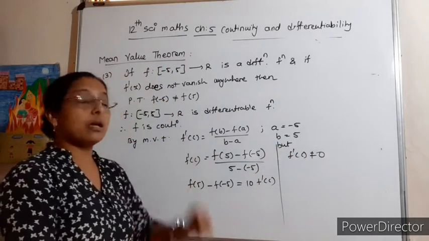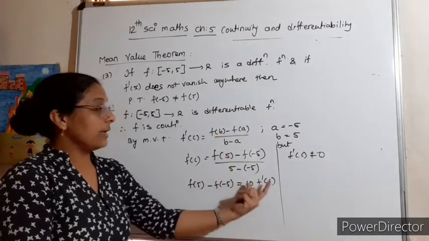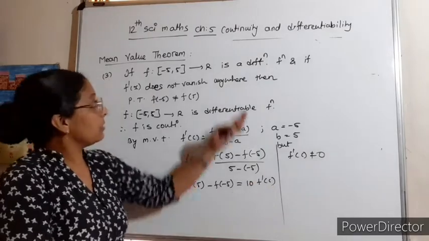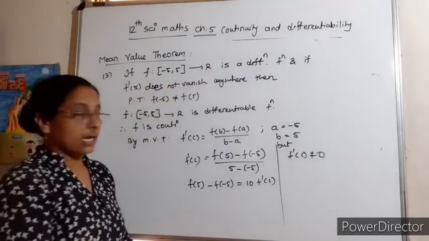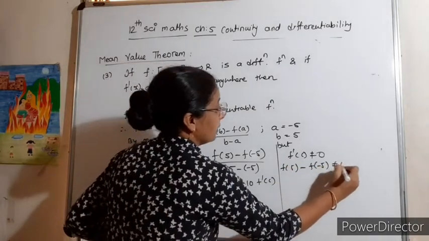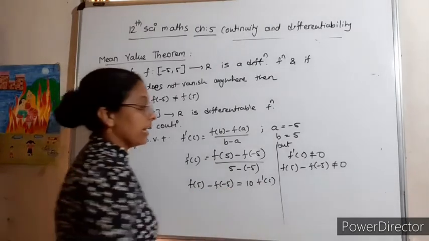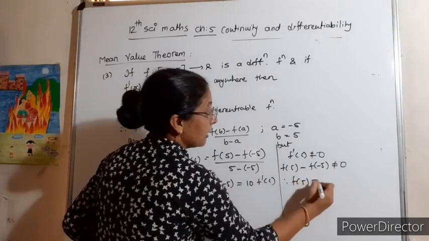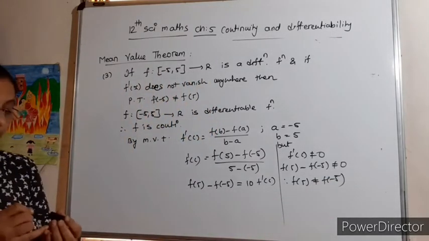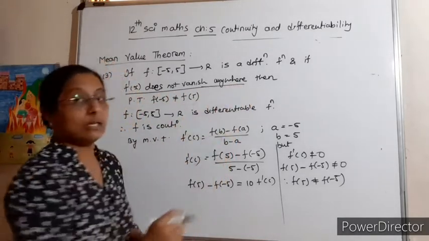यहाँ पे मीन वैल्यू थ्योरम अप्लाई कब होता है? जब ये इक्वल नहीं है. That means what? That here it is 10 f dash c. F dash c is not equal to 0. यहाँ पे ऐसा कुछ नहीं दिया है. And therefore f of 5 minus f of -5 is not equal to 0. अगर ये 0 नहीं है तो ये भी 0 नहीं है. And therefore we can say that f of 5 is not equal to f of -5, which we want to prove.